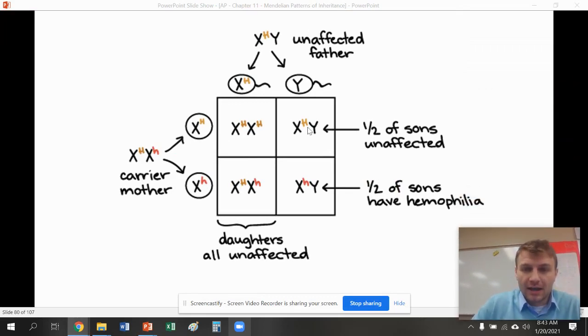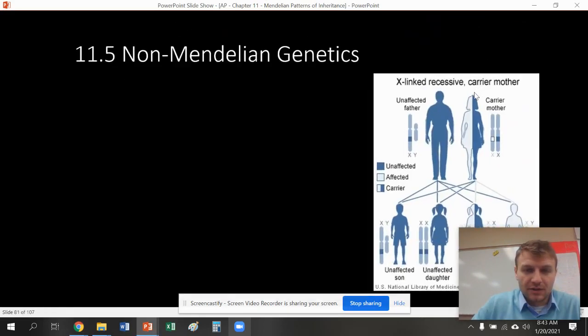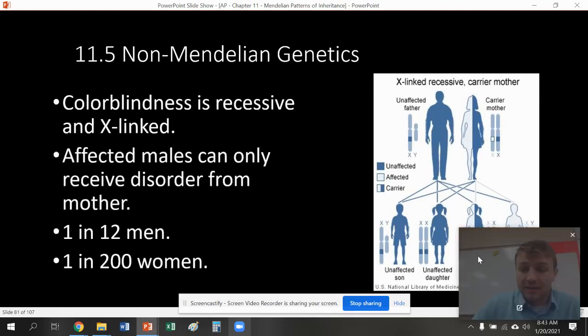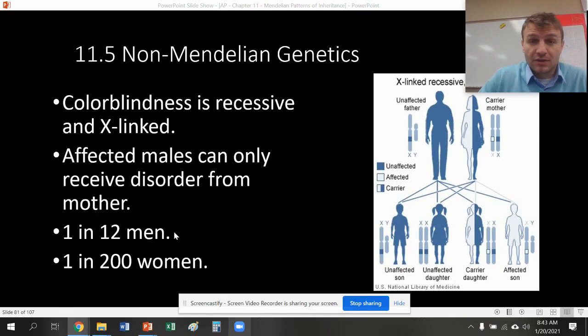I'm just going to move on from this. We don't need to see this again. Color blindness is an example of one of these X-linked disorders where, again, it's in 1 in 12 men. So we see this a lot more in men than females. It's about 1 in 200 females.